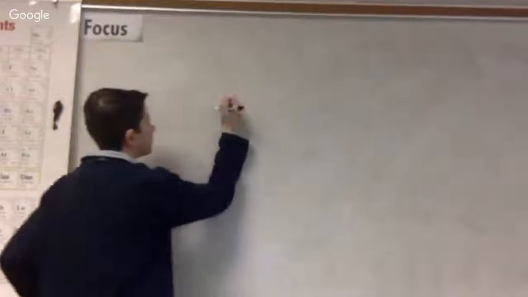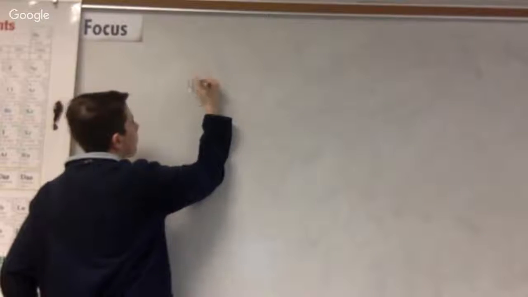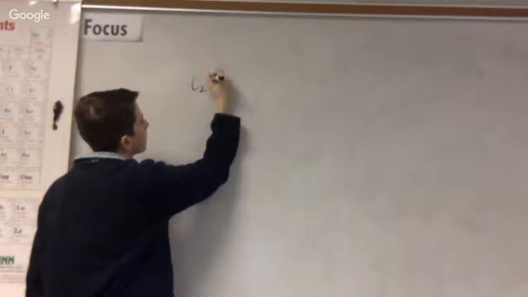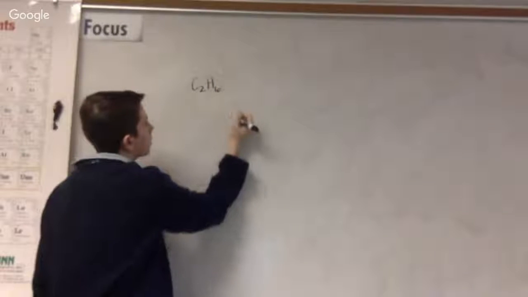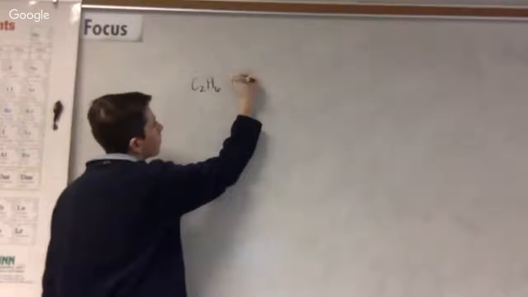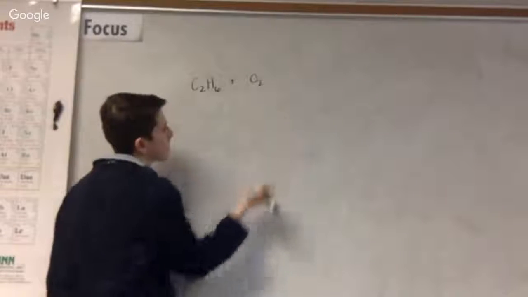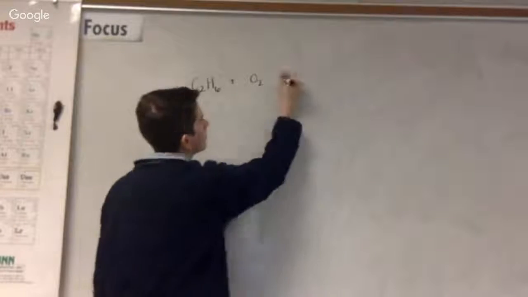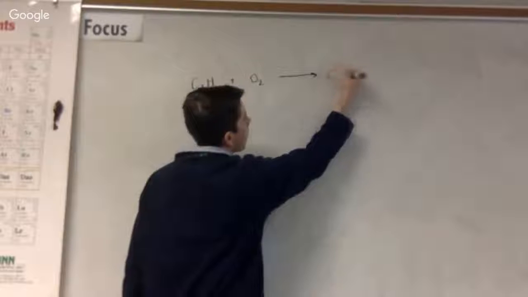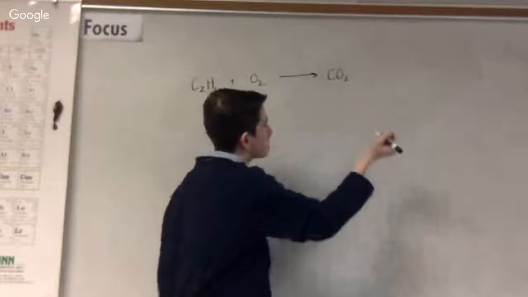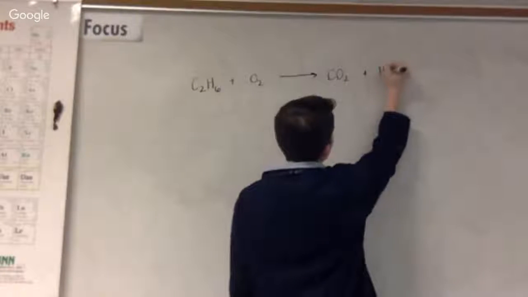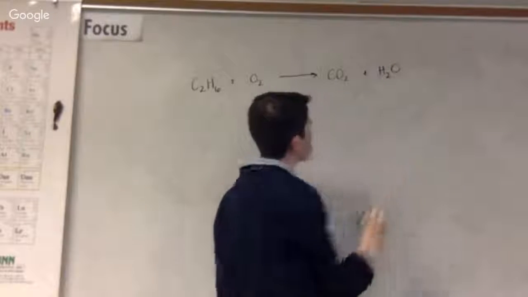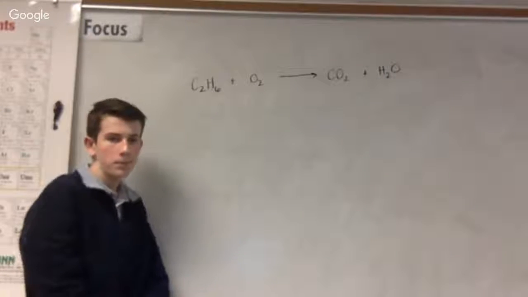Let's go C2H6 plus O2 goes to CO2 plus H2O. Okay.